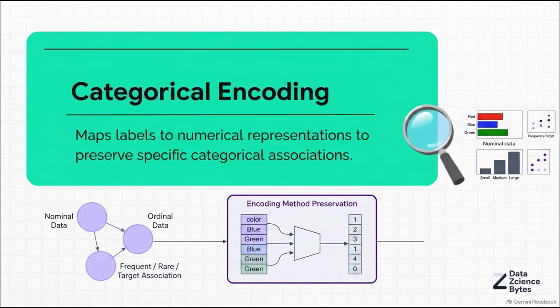At its core, categorical encoding simply maps labels to numerical representations. But, and this is key, it's not just about assigning random numbers to text. The encoding method you choose has to deliberately preserve the underlying nature of the data. For instance, categories can be nominal, meaning they have no inherent order, kind of like our red, blue, and green colors. Or they can be ordinal, which implies a specific logical rank, like small, medium, and large. On top of that, your method has to account for whether those categories are super frequent, incredibly rare, or tightly associated with a specific target outcome. Preserving those original traits, that is the secret to accurate modeling.